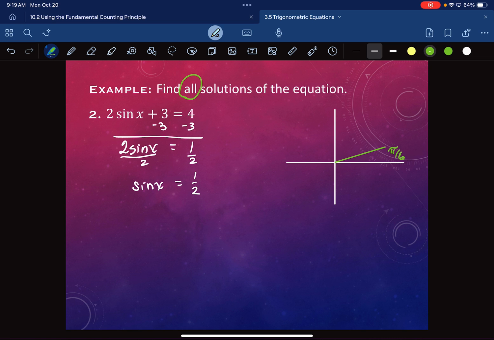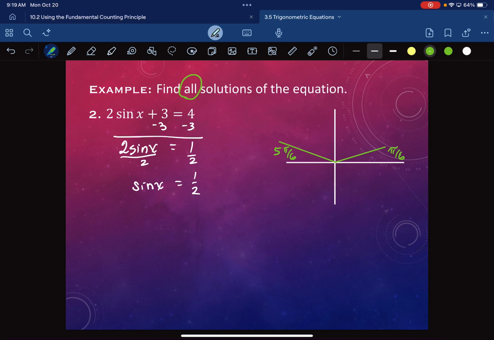There's 2 within one rotation. There's always 2. 5 pi over 6, you got it, very good. So the next one is over here at 5 pi over 6. That's not drawn very well, but I think we can deal with it, right? No problem. Now, we all should also recognize that that's not all the solutions, right?